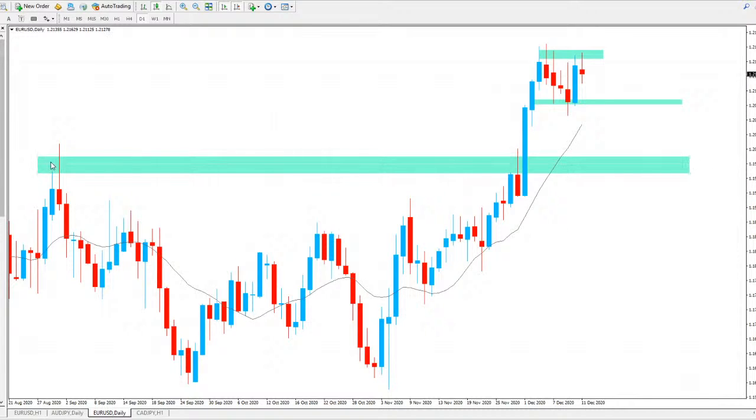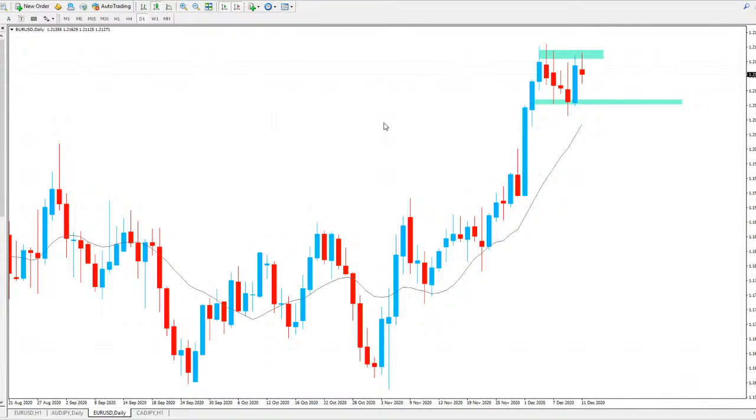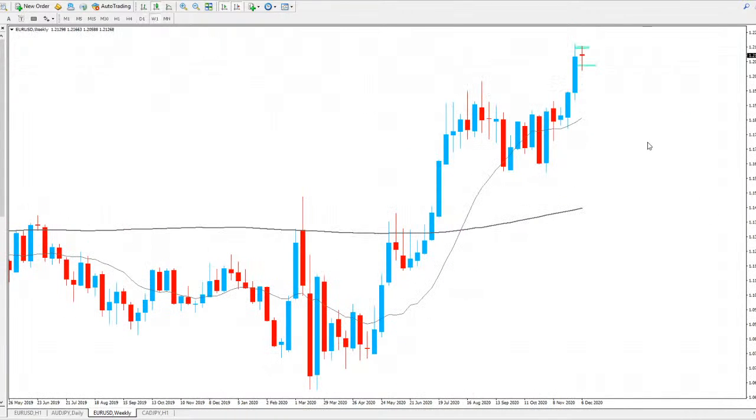So again, really strong resistance across here, turned support, which we haven't had a retest of that level at all yet. So again, we could easily potentially roll over and continue to the downside to go and test this area. But again, we are looking bullish from the higher time frames. Daily we're looking bullish, weekly we are looking bullish as well. So if that momentum was to continue, we could easily go a lot further to the upside.